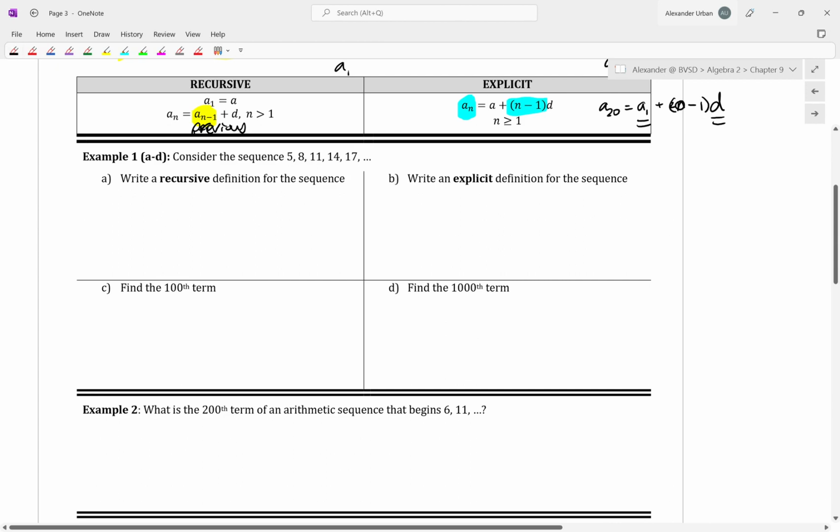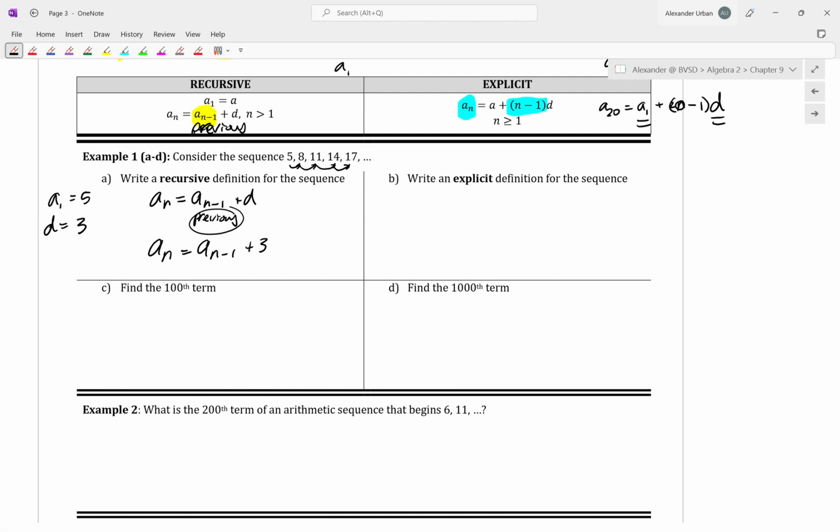So we're going to try this. We're going to write a recursive formula. In this case, our recursive formula is built off of this idea that we start with 5, so a sub 1 is 5, and our common difference is going up by 3. So to write this formula, all we need to do is copy it. A sub n is equal to a sub n minus 1, the previous term, and then plus d. So the big thing here is we're just going to rewrite this as a sub n is equal to a sub n minus 1 plus 3, and we're done. This is our recursive definition or recursive formula.